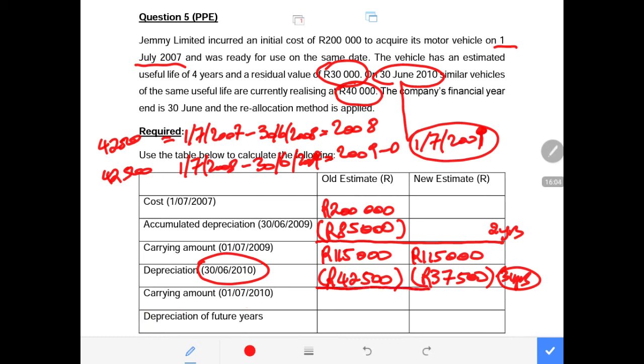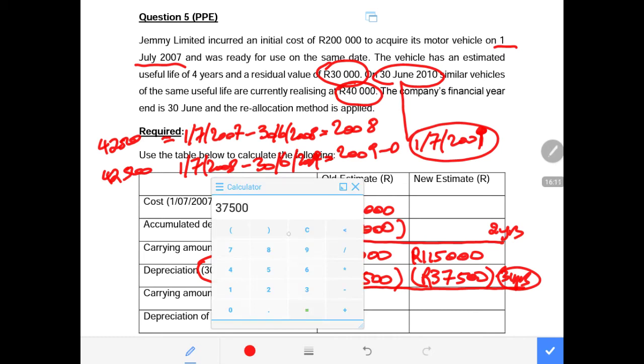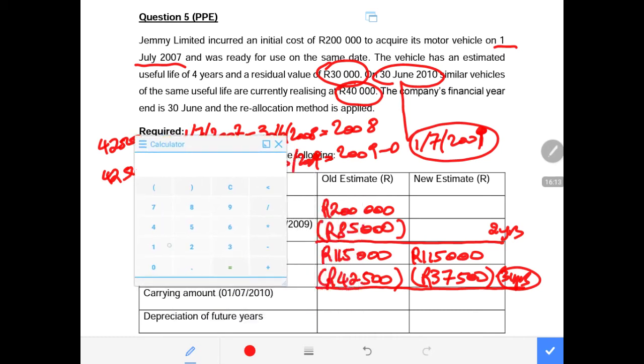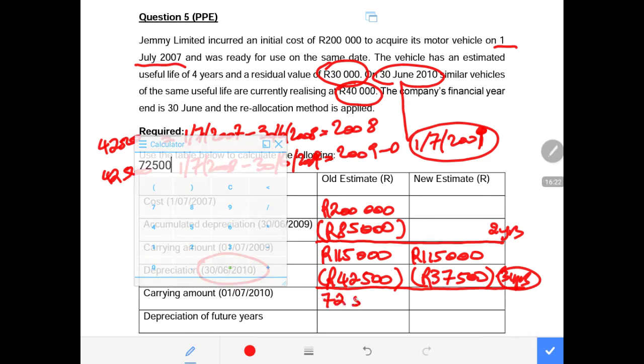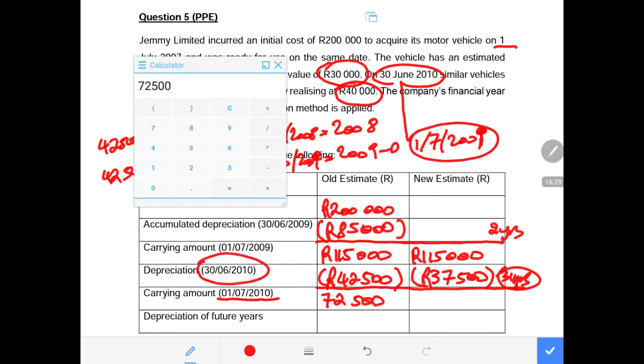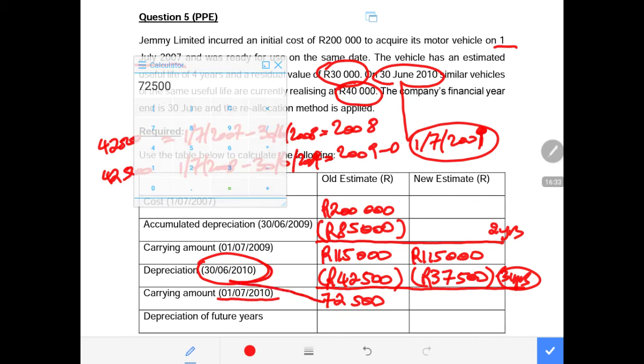Remember, after we have calculated depreciation up until the end of the year, we ought to calculate the carrying amount at that date. So now what do we do? We say 115,000 rands minus 42,500. This gives us a total of 72,500 rands. This is the carrying amount now on the 1st of July 2010, which is at the same time the carrying amount on 30 June 2010. Remember, these are the same dates, guys, same dates.